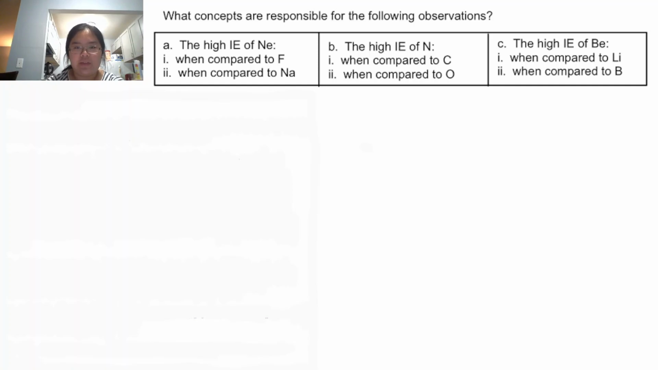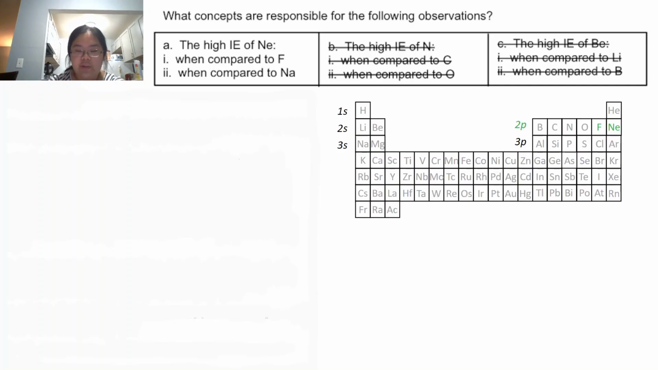The question we're going to be doing today is the one on the top of the screen, and in this question we are going to be comparing the ionization energies of different pairs of elements. So for now, let's just look at part A. In part A, we are going to be comparing the ionization energies of neon and fluorine and of neon and sodium. So whenever you get a question like this, the first thing you should do is pull up a periodic table and locate the elements that you're looking for.